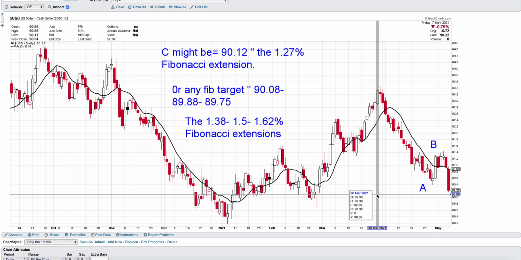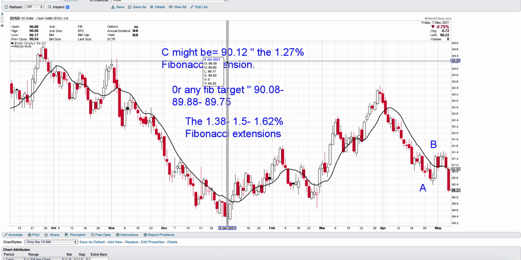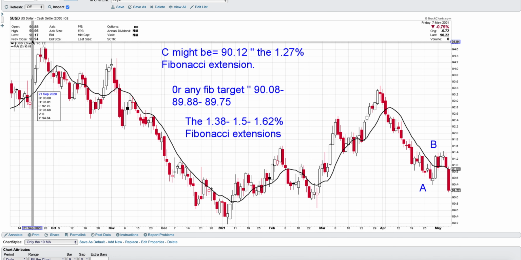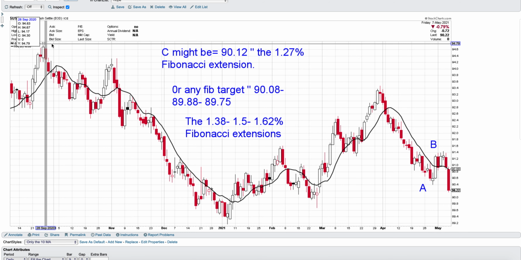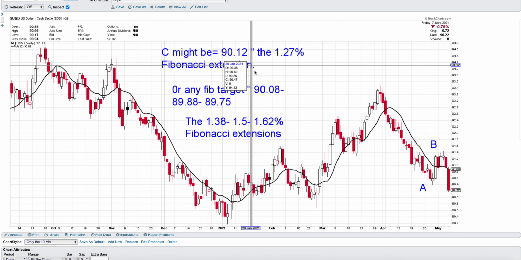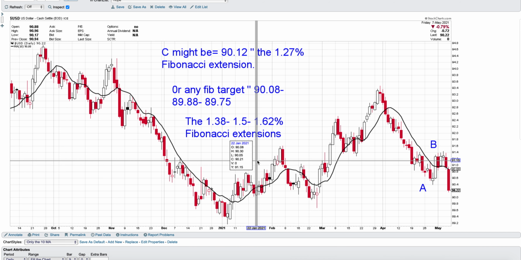To assume that C already concluded, you're assuming that you did a Fibonacci extension of 127, even though the low was 9017. So it's a zone, it's an area, it's not an exact number. So this assumption here is that we already concluded, okay?